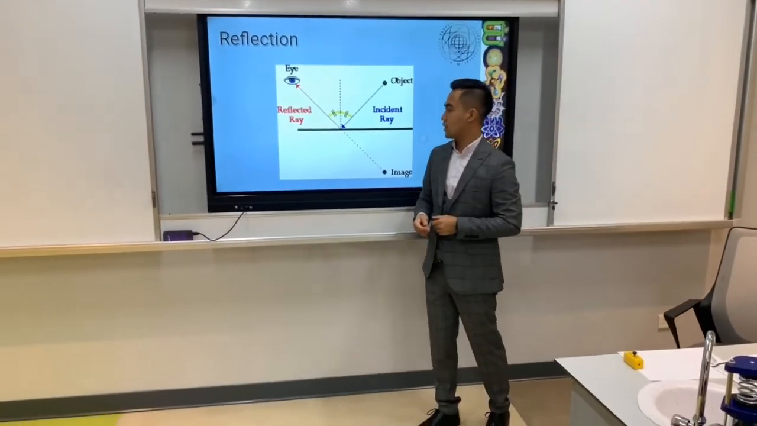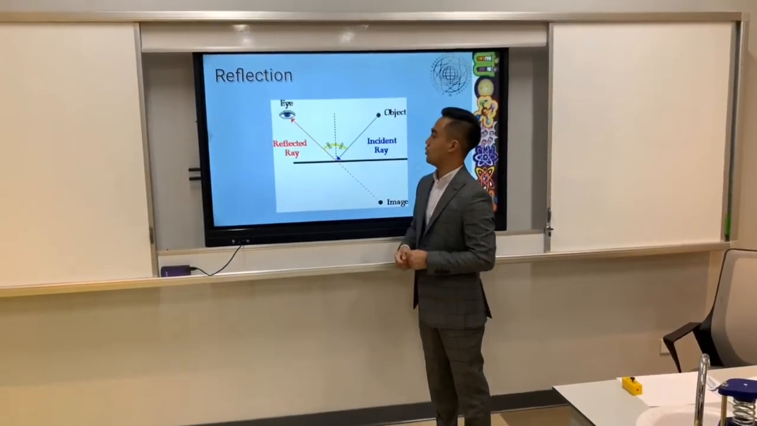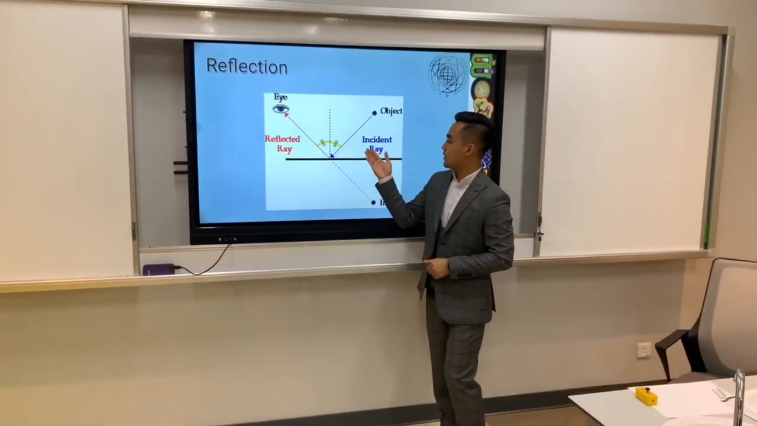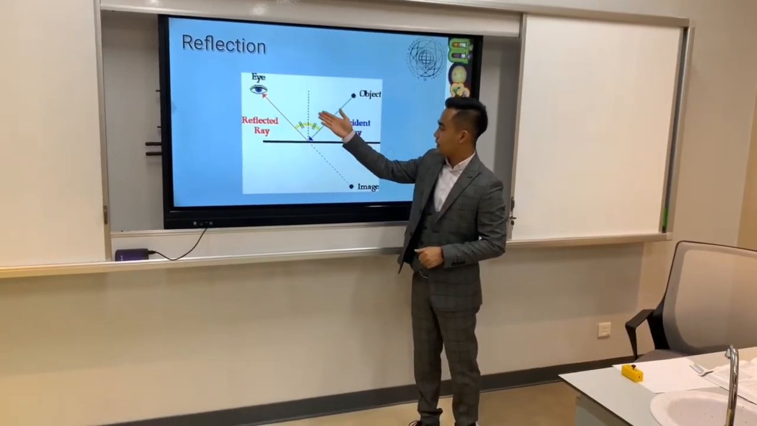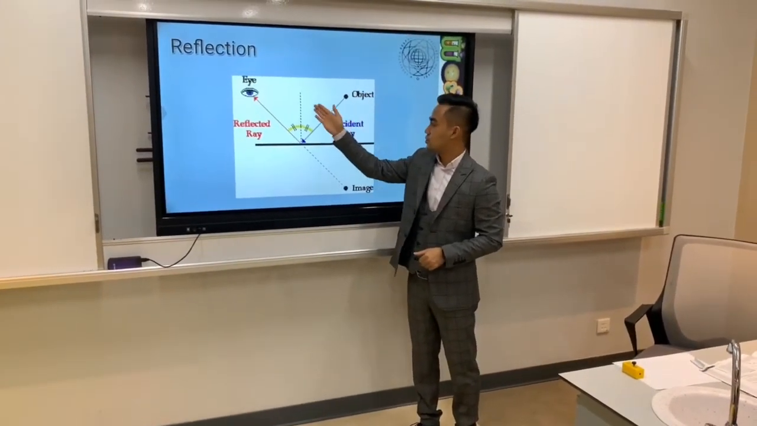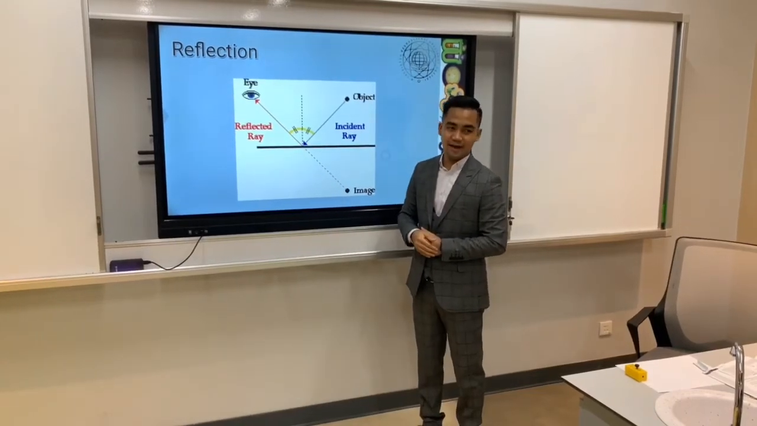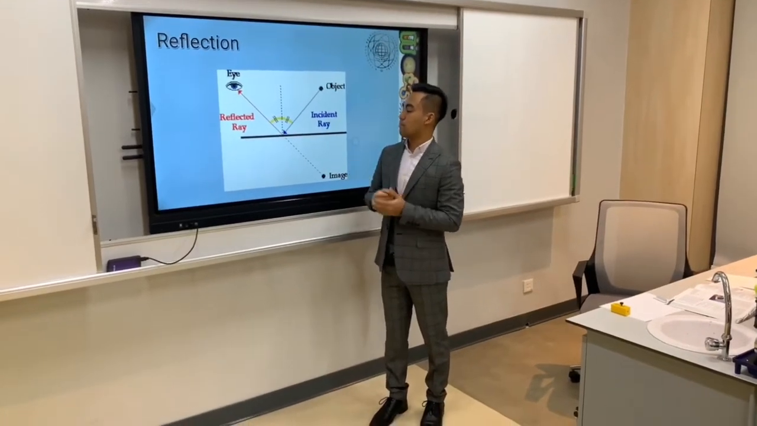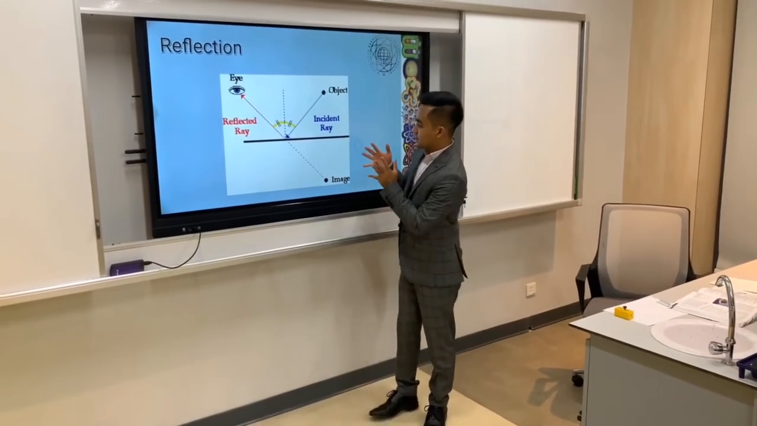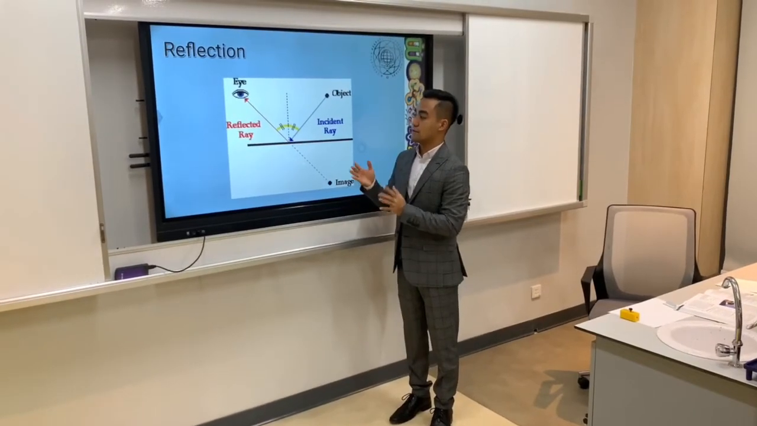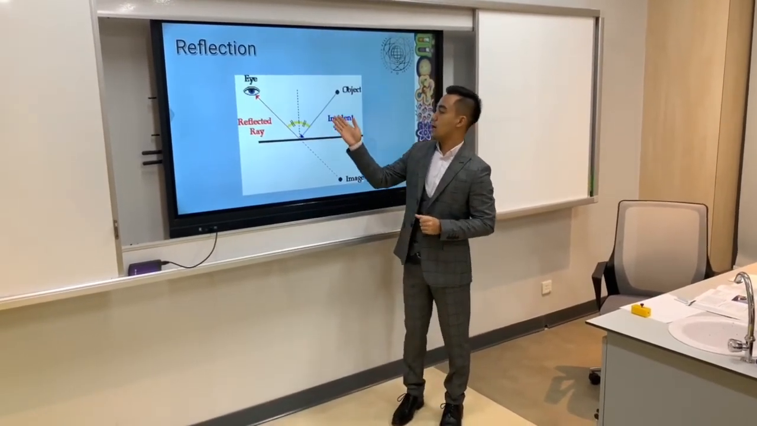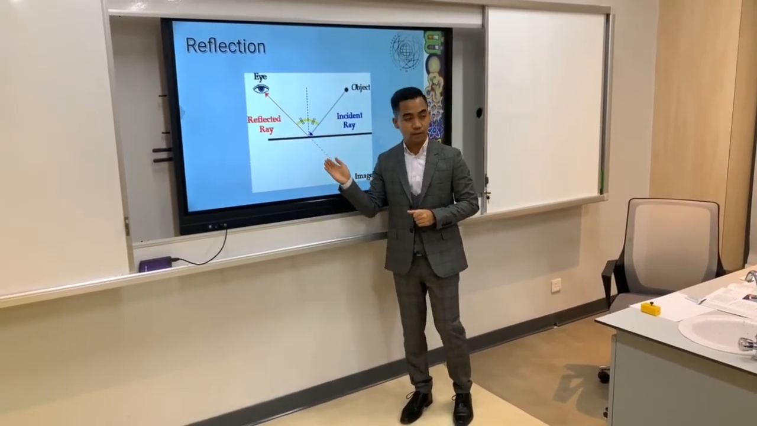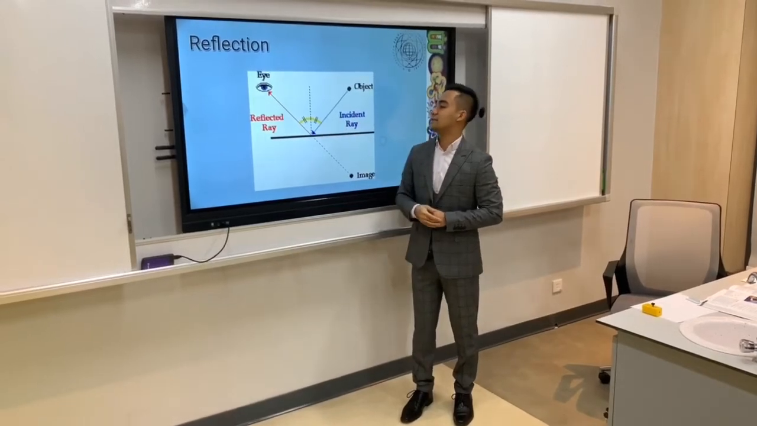But we have to unlock the terms as well, the two terms called incident angle and reflected angle. So the incident angle is right here, from the incident ray to the normal line. So there's always a confusion right here. It is very important to know, we must specify the location of this angle. We are actually measuring this angle from the incident ray to the normal line, and that is the incident angle.